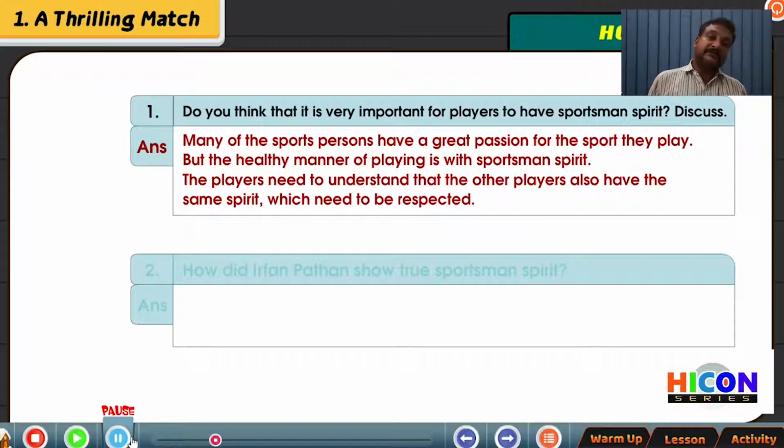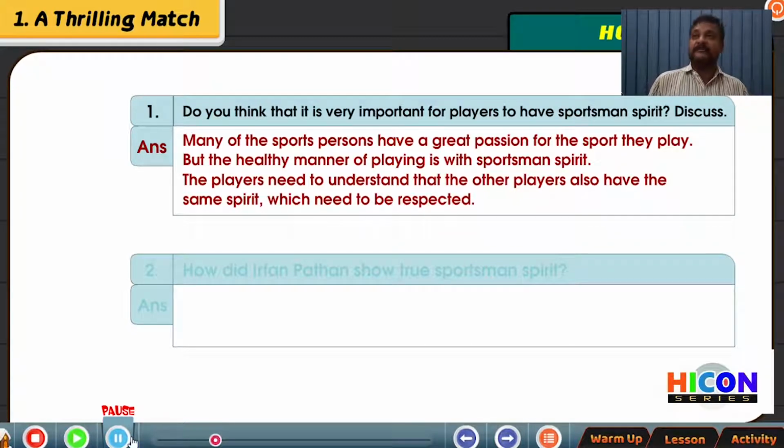How should they respect each other? Should it be by quarreling or using some abusive words like that? No, it should not be like that. See, when Irfan Pathan bowled a very good ball and Chris Gayle hit it for a 6, did he scold him? Did he abuse him? Did he quarrel with him? No, he did nothing. But he appreciated it.